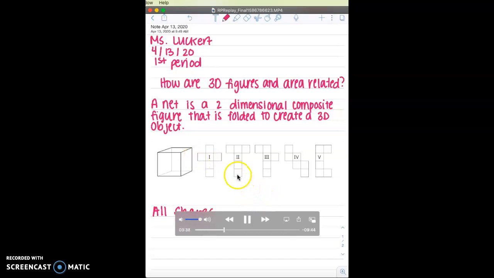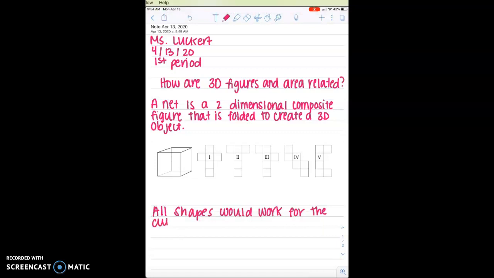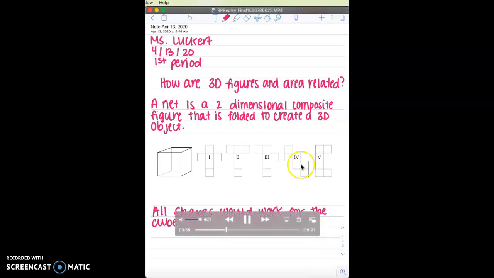For this second one, it's the same thing. All we did were move the two bases, so that would still work. And the same thing with the third one. We just moved the bases again. So those first three would all come together and be able to form a cube. Same with shape 4 here. I know it looks a little weird, but that can be folded into a cube as well.